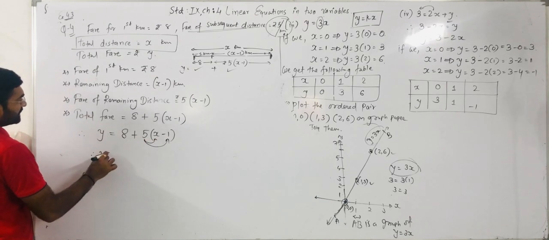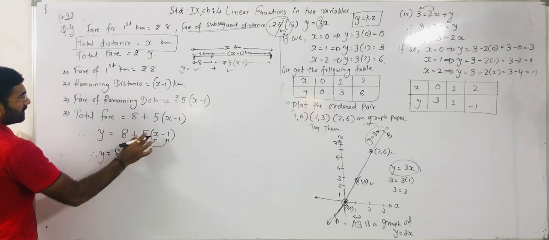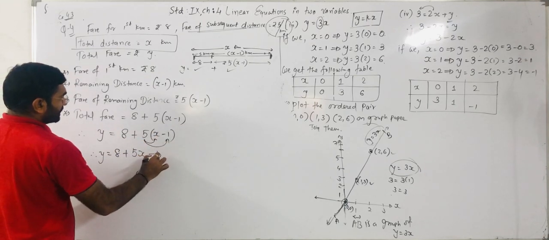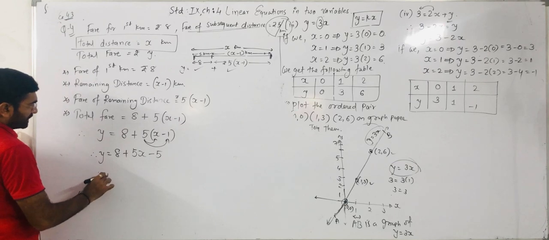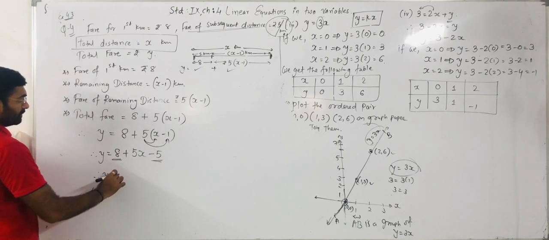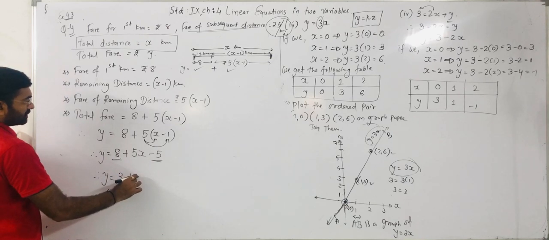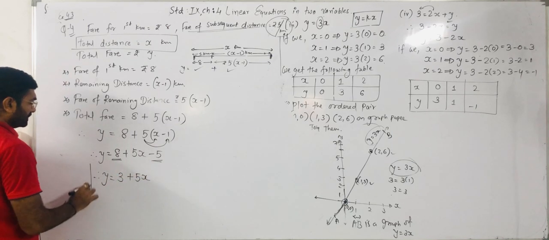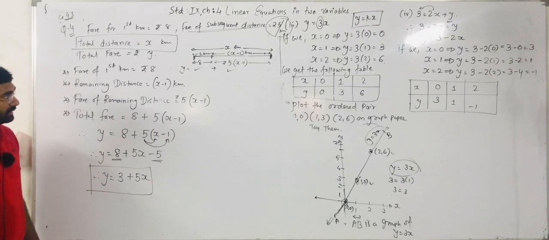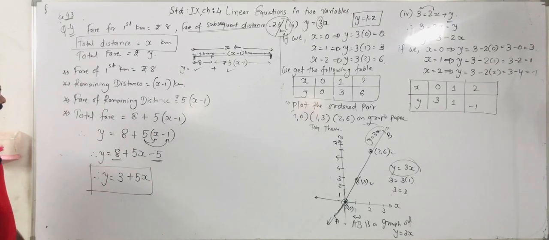So we get y is equal to 8 plus 5 into x, that is 5x, and plus 5 into minus 1, so we get minus 5. So here we get y is equal to 8 minus 5, so we get 3 plus 5x. So this is our linear equation in two variables. Now its graph we have to draw.